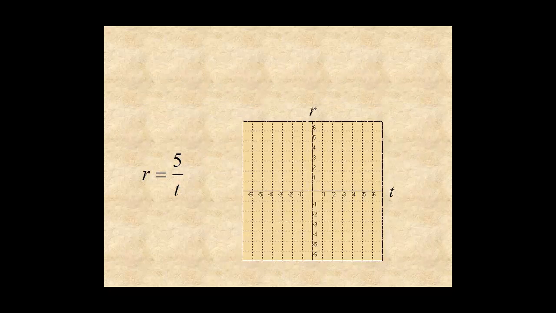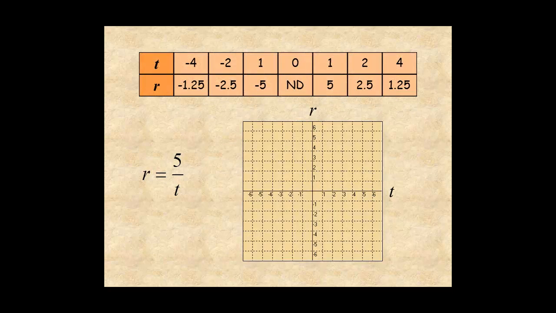You can graph the function from a table of values. The function is not defined for t equals 0. For t equals 1, r equals 5. For t equals 2, r equals 2.5. For t equals 4, r equals 1.25. The function is also defined for negative values of time.